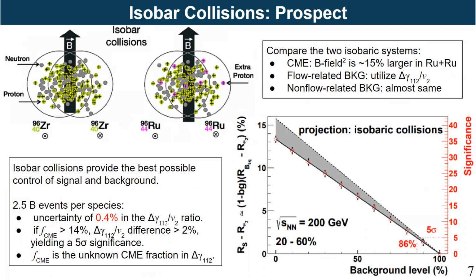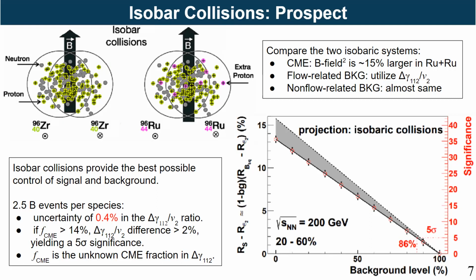So again, I want to review the development of the experiments. A few years ago, we proposed the isobaric collisions. The idea is zirconium and ruthenium have the same number of nucleons, both 96, but one of them has only 40 protons, the other has 44. So the charge is 10% more. That means the magnetic field is 10% more. And our measurement, that gamma is proportional to B squared. So that means almost 20% more in signal.